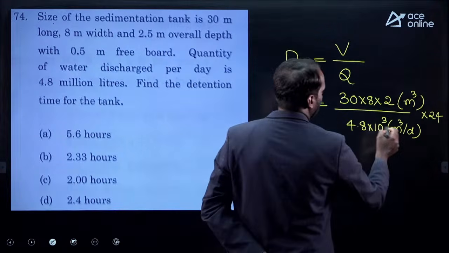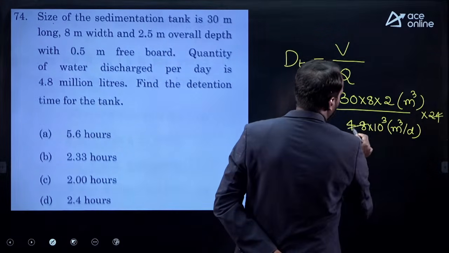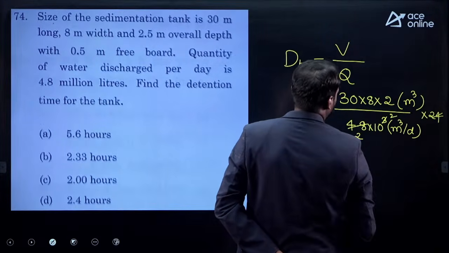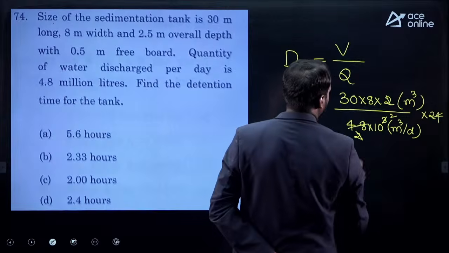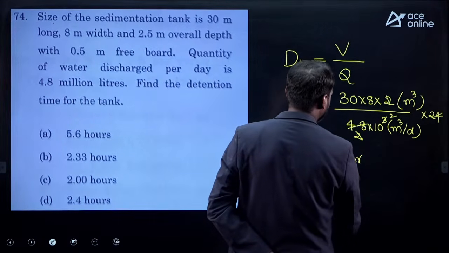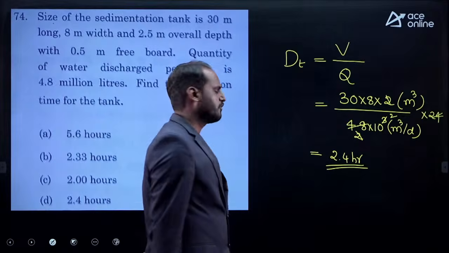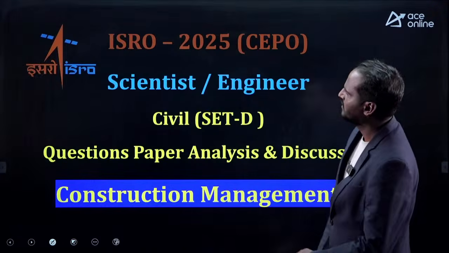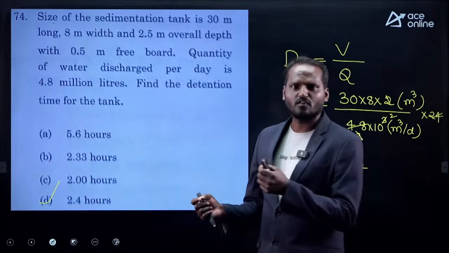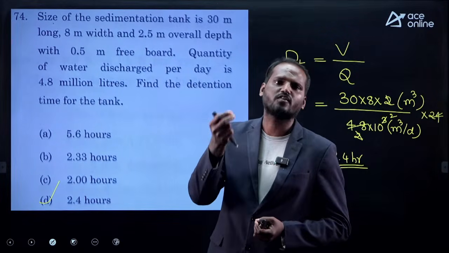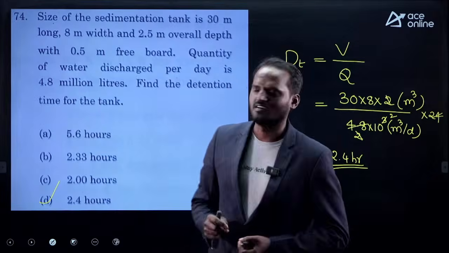If you calculate this, 24 2's, here I can take 10, 10 square. Now 2 cancel, 240 by 100 will become 2.4 hours is the detention time, right? 2.4. Which option is correct? Option D correct, right? Okay, that is all about environmental engineering questions. All of them are very easy. You can answer 11 out of 11 without any error, right?